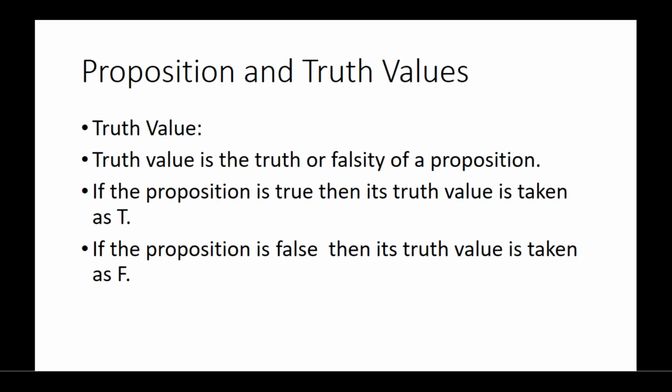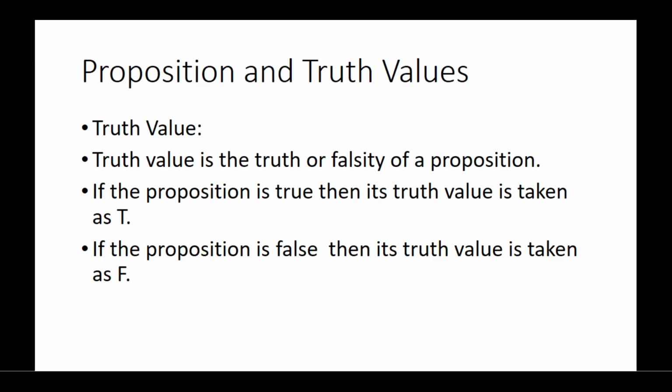Truth value. Truth value is the truth or falsity of a proposition. So the truth value of a proposition is the truth or falsity of the proposition. If the proposition is true, then its truth value is taken as T. For example, 10 is an even number. Its truth value is true. Therefore, we write its truth value as T.